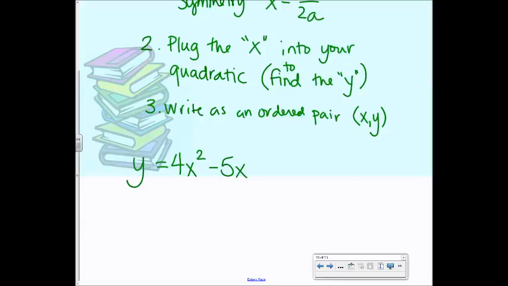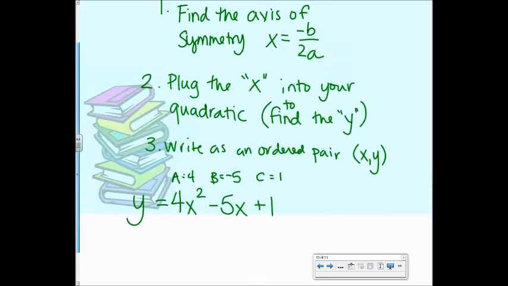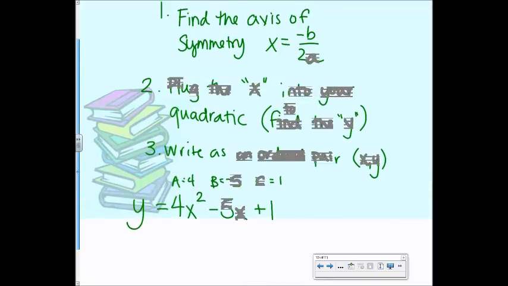All right, so if this is our quadratic, what's A, what's B, what's C? 4, 5, 9. So 4 is A, so A equals 4. What's B? -5, and C equals 1. Good. Okay, so then the first thing I have to do is do what? Find the axis of symmetry. So I want to find the axis of symmetry by using x equals -b over 2a.